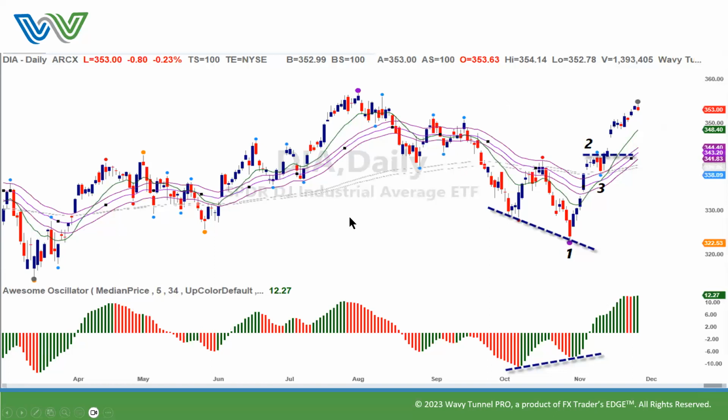Looking at the Dow, same story. But now let's look at what happens when the market corrected. When the market corrected, we have divergence down here. So the market made a new low and the awesome oscillator made a higher low. Great. But look at this 1, 2, 3 reversal.